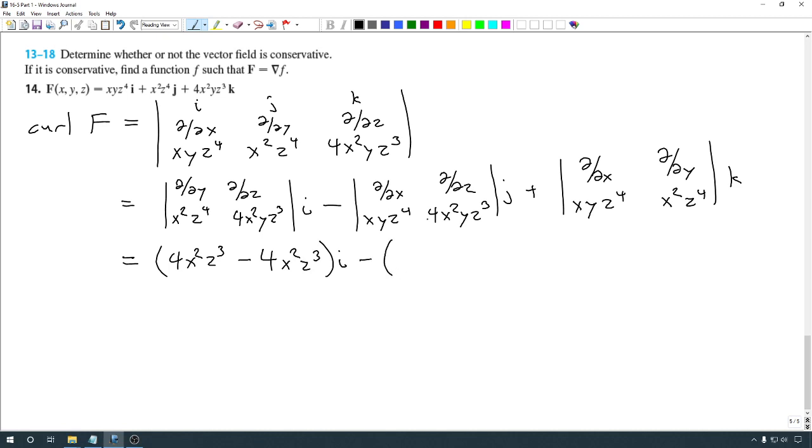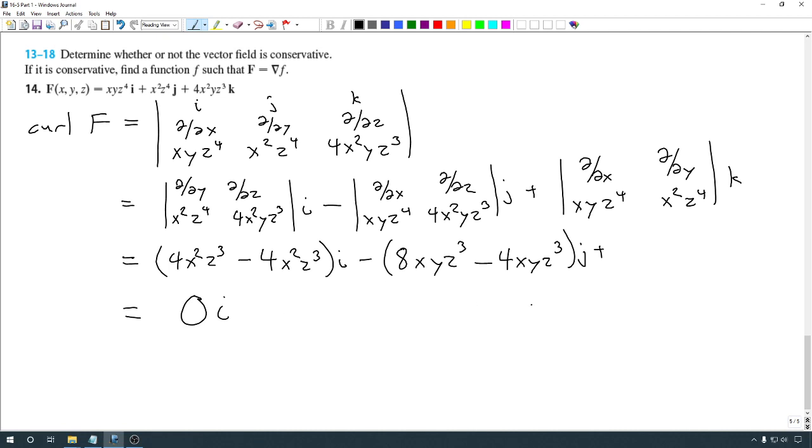Here we take the derivative with respect to x of this, so we end up with an 8xyz cubed minus the z derivative of this, so we end up bringing down that 4 again. We have 4xyz cubed. Now, one thing you could note right away, so the first component here, we can see already that they cancel out. We can actually say that this is 0 times i.